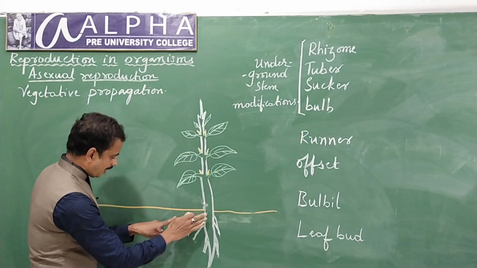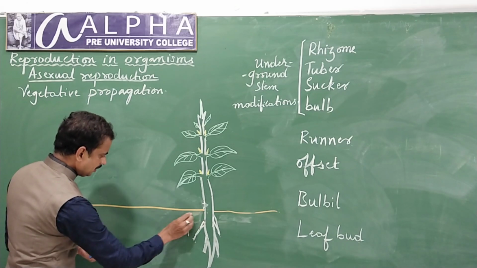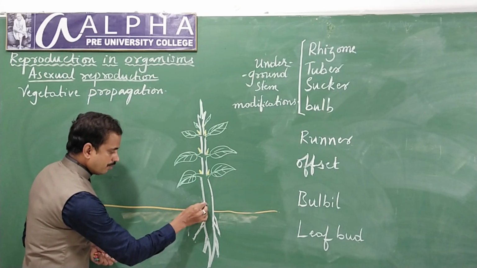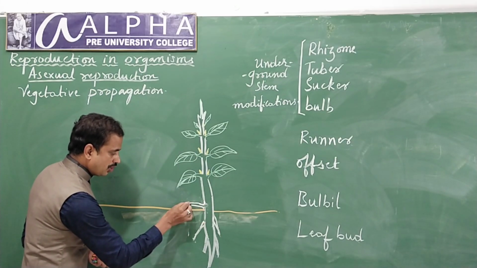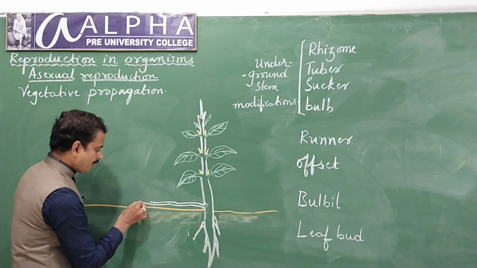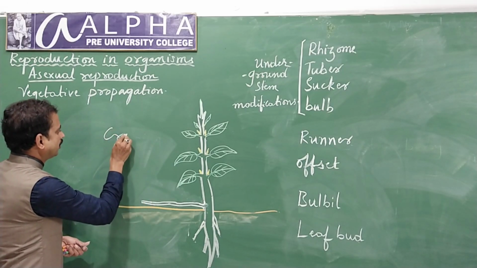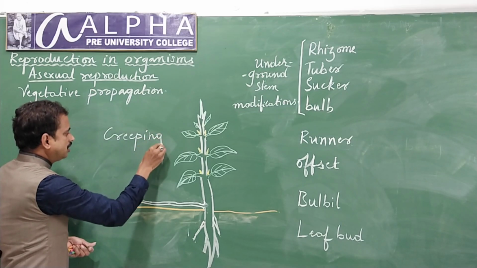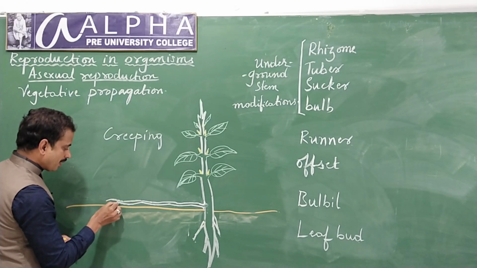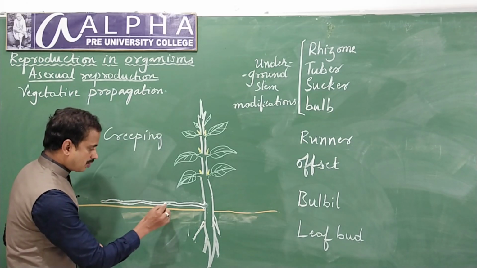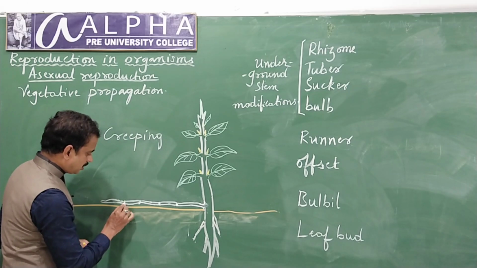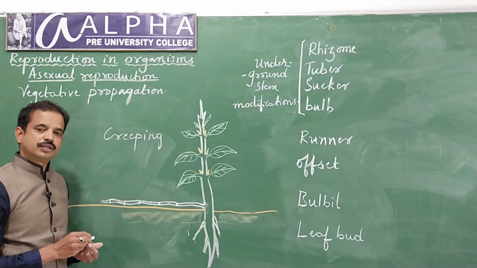It has this stem, and this is the soil. Assume a situation where this stem, its basal part, produces a lateral, slender, creeping branch. Why is it referred to as creeping? It is creeping because it is growing just above the surface of the soil. A lateral, slender, creeping branch is produced like this, and because it is a stem, naturally it has nodal regions and internodal regions. These are the points which you can assume as nodes.